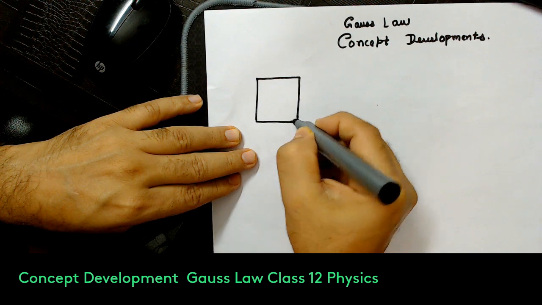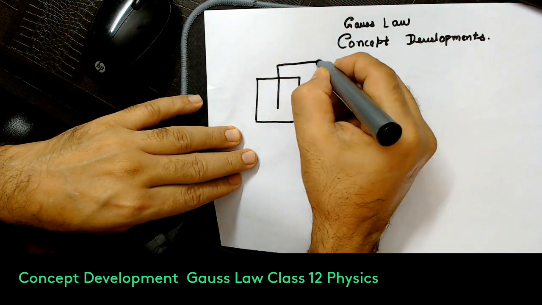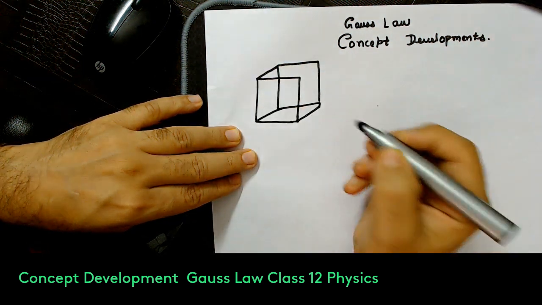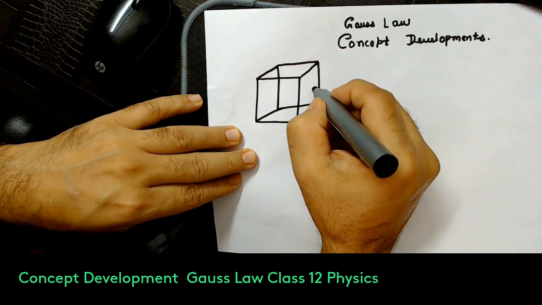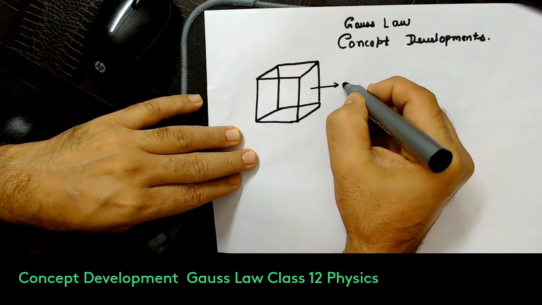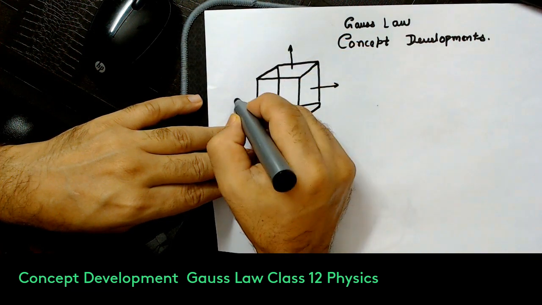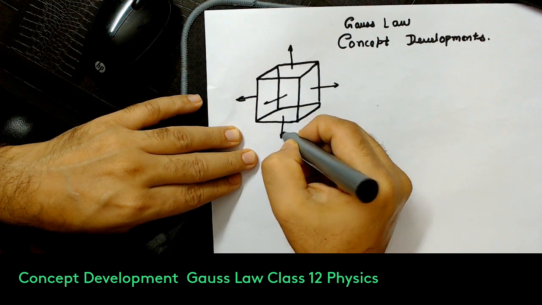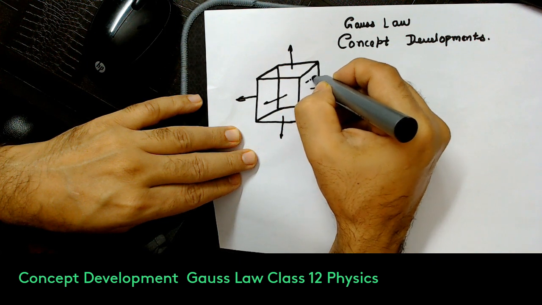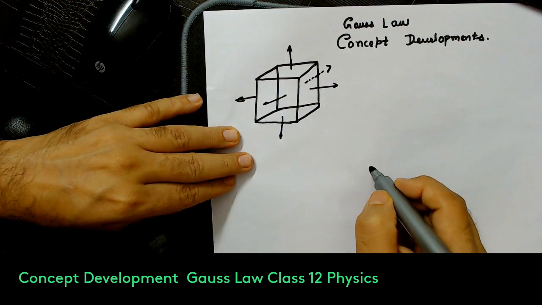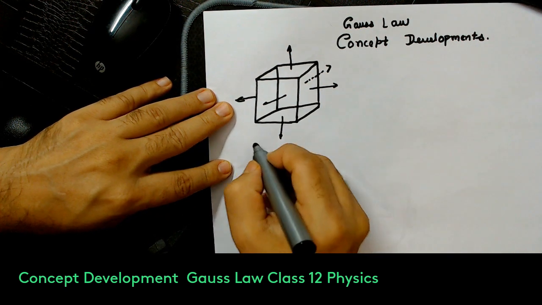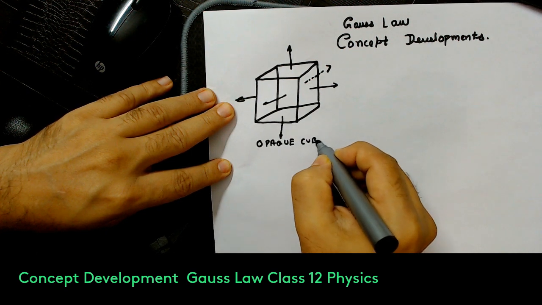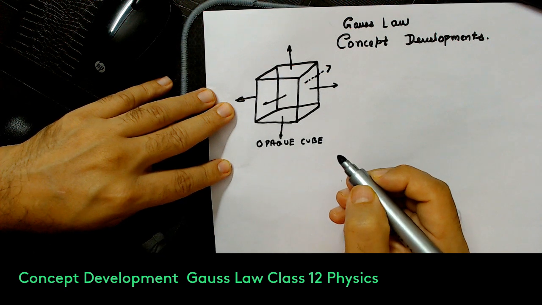An opaque cube means you can't see inside the cube. Okay, this is your cube, and in such a cube, you find that electric flux is coming out from all the sides of this opaque cube, and the back side also has the flux coming out of it. You cannot see inside this cube.